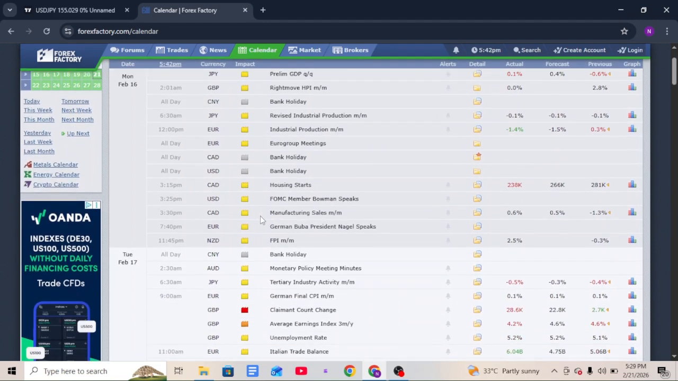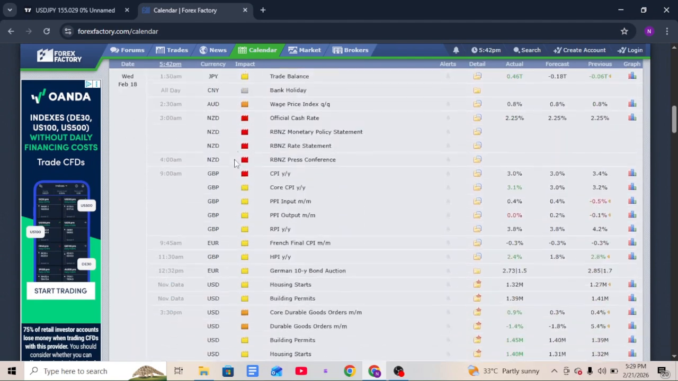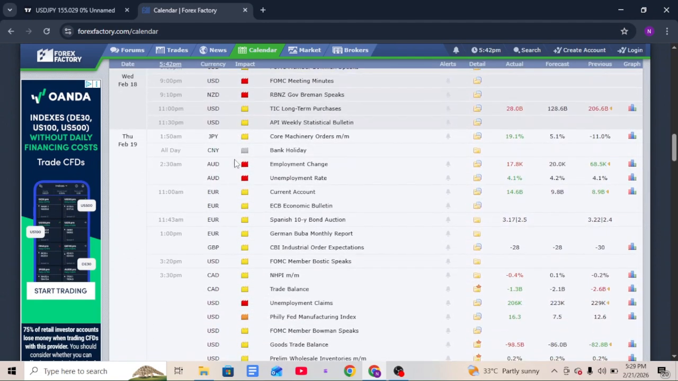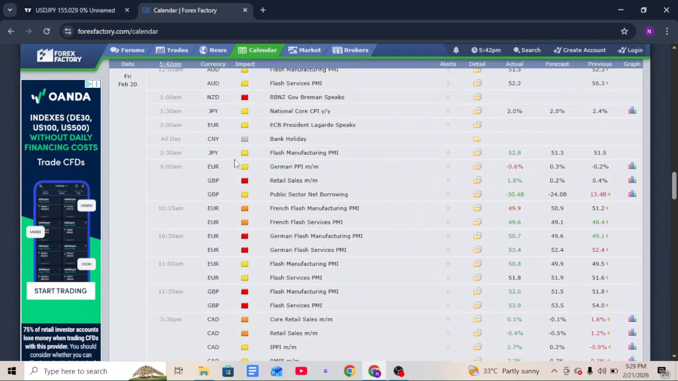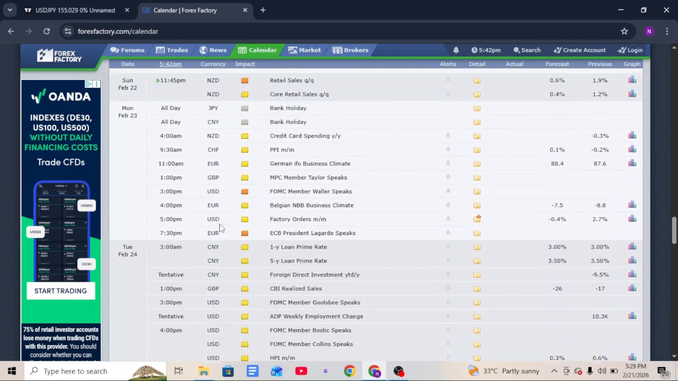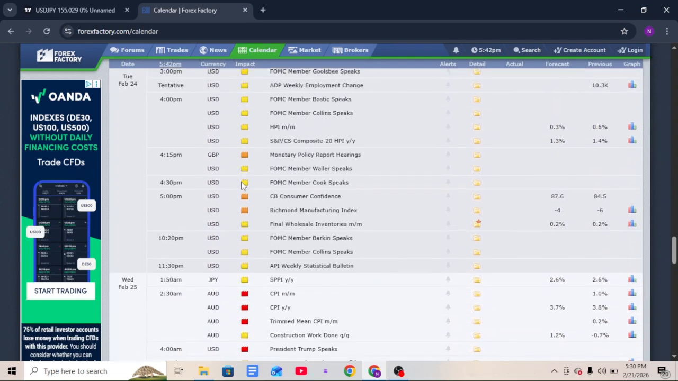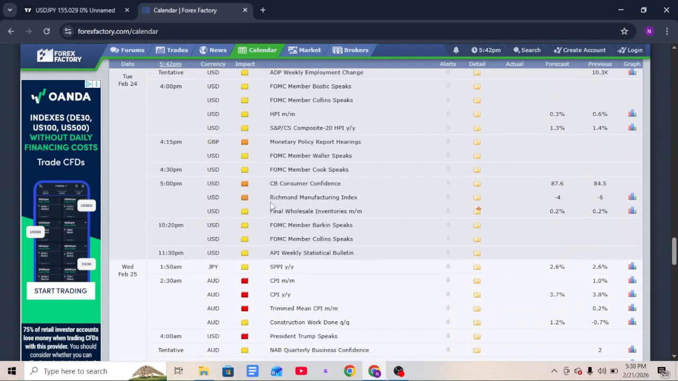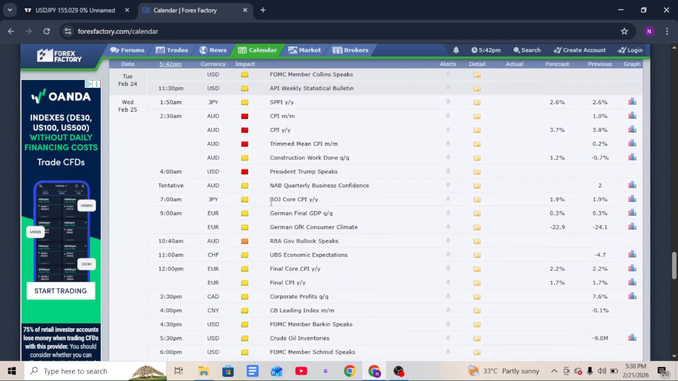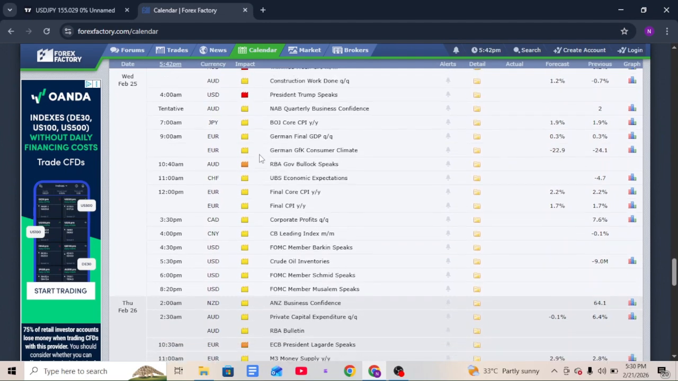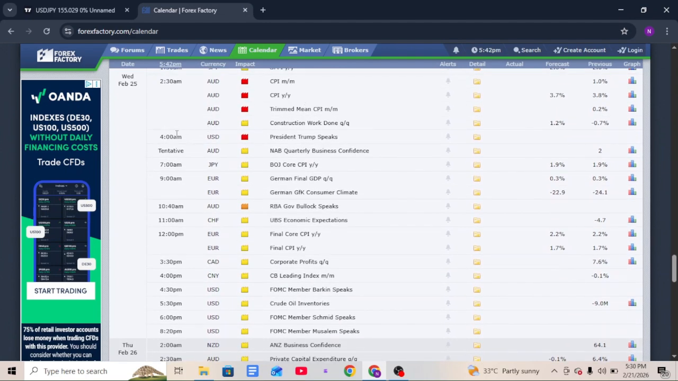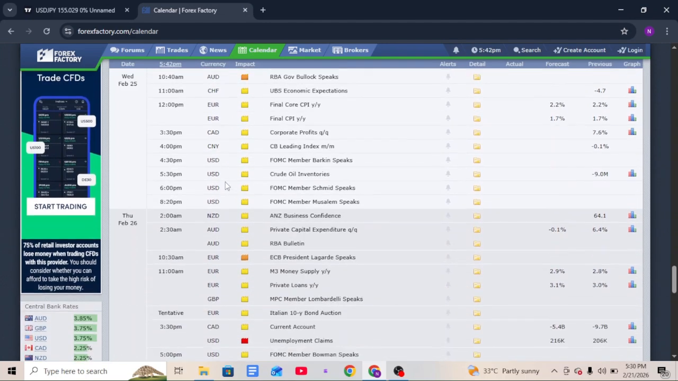So what news do we have? Monday, there are already holidays. So let's talk about the news from next week. What do we have? Just JPY and CNY holiday. On Tuesday, what do we have? Nothing, no news. Wednesday, AUD CPI, trade AUD, watch out for that. President Trump speaks, watch out for this. Don't trade when that man is talking, please.